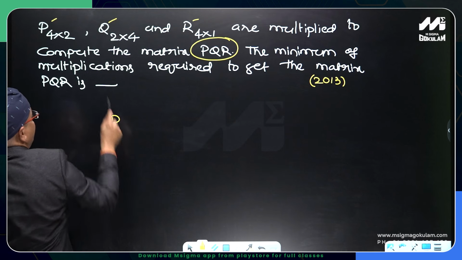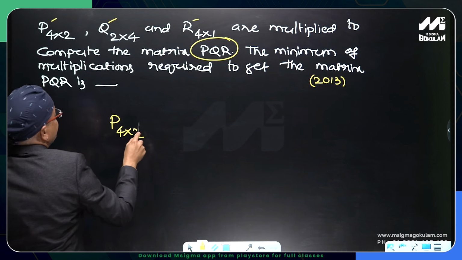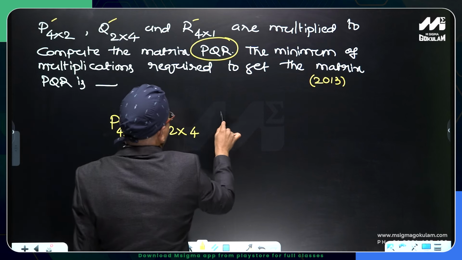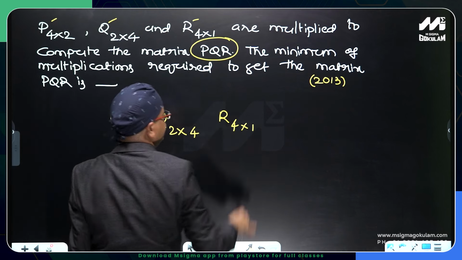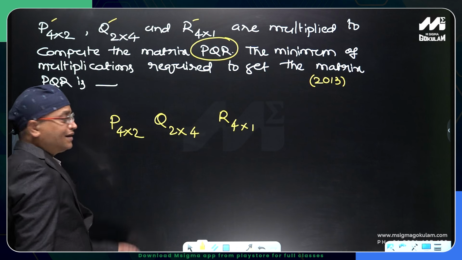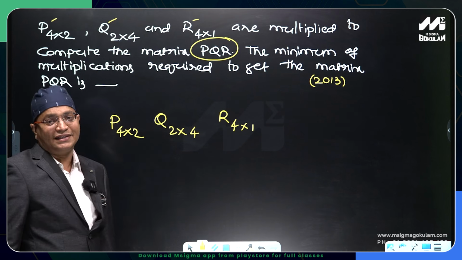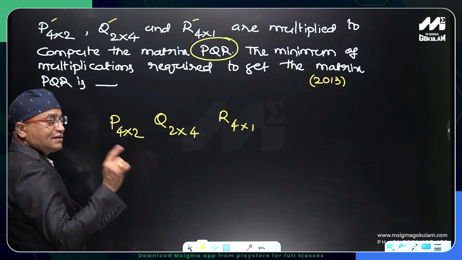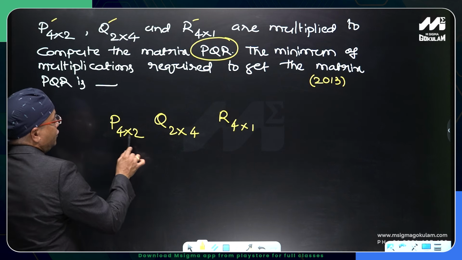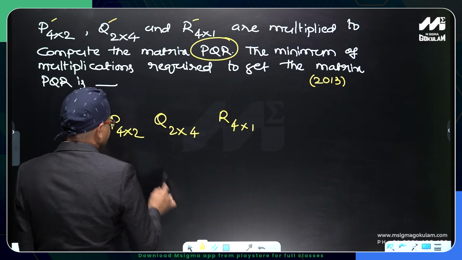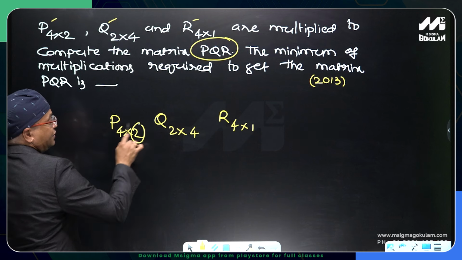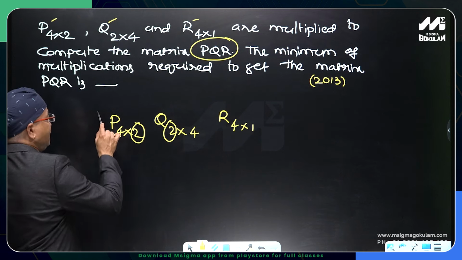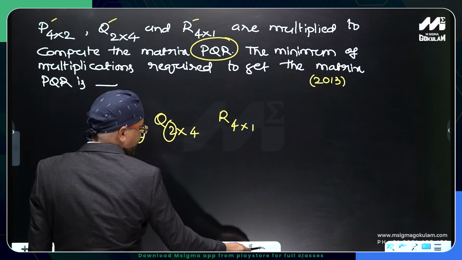So P is 4 by 2, Q is 2 by 4, R is 4 by 1. How do you multiply? At a time you cannot multiply all the three. Only two matrices we can multiply. So that is also important. 4 by 2, 2 by 4. Here the number of columns and here the number of rows are the same, then we can multiply. That is called compatibility.